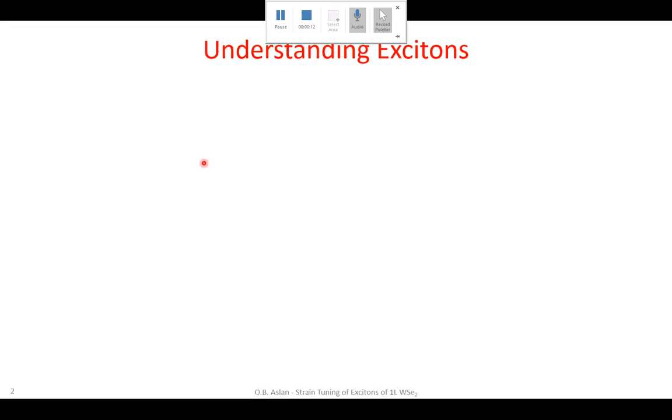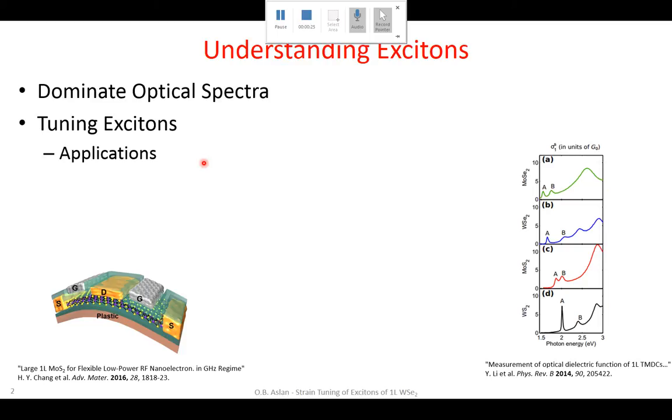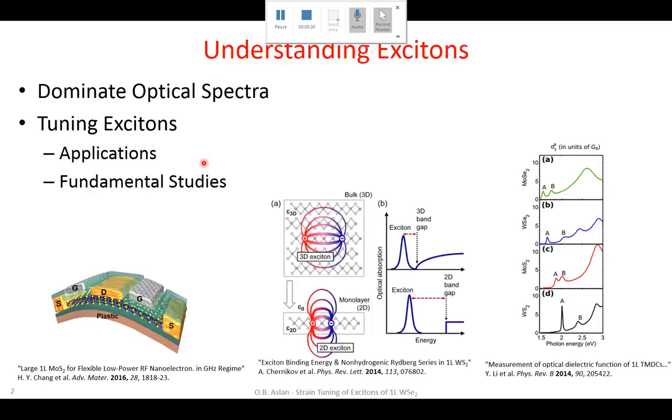It is very important to understand the physics of the excitons as they dominate the optical spectra of transition metal dichalcogenides. And tuning the excitons is of crucial importance not only for applications in optoelectronics but also for fundamental studies.